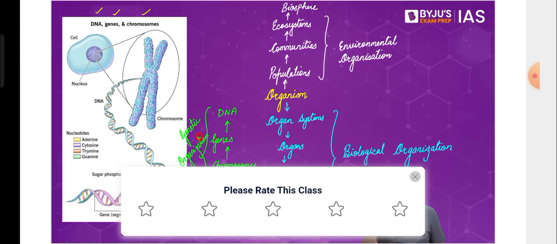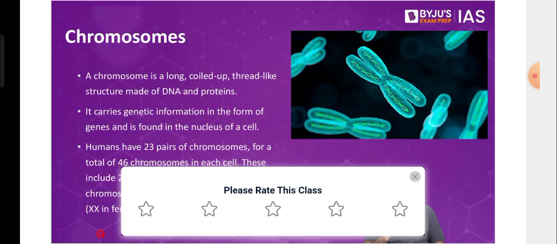Now, we have the three: DNA, genes, and chromosomes. So just try to understand what we mean by these. What is a chromosome? What is a gene? What is DNA? How are they different? Why is this organization required? So first, we have chromosomes. A chromosome is a long, coiled-up, thread-like structure made of DNA and protein. All the genetic information that we have in our body is contained in the chromosomes.